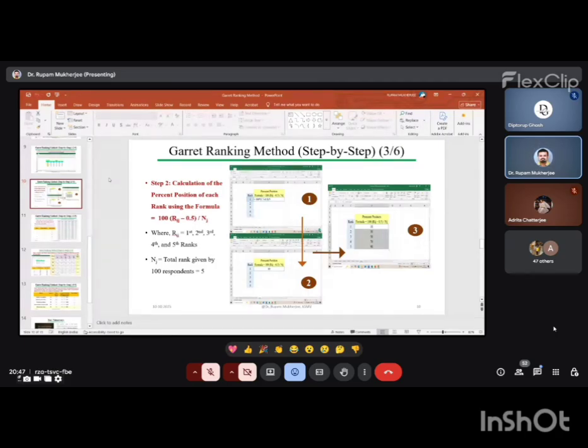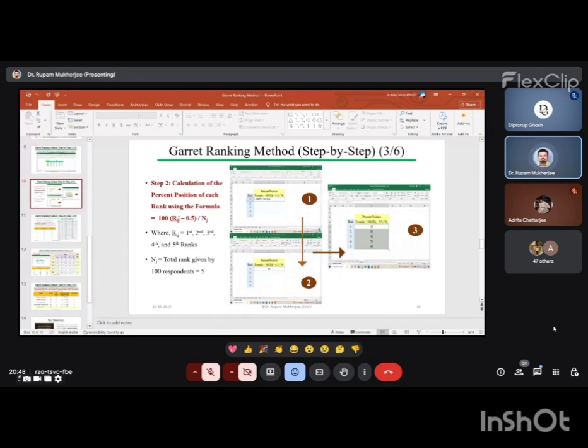Now, for each rank, what should be the corresponding percent value? That I have to calculate. How can I calculate? In the left-hand part of the slide, I have shown the formula by which I convert this, and in the right-hand part, I have shown you the process that you may perform in the Excel sheet. See what I am doing. For each rank, the formula to convert it into percent position is 100 multiplied by (Rij minus 0.5), whole divided by Nj. This is the numerator part, Rij minus 0.5.